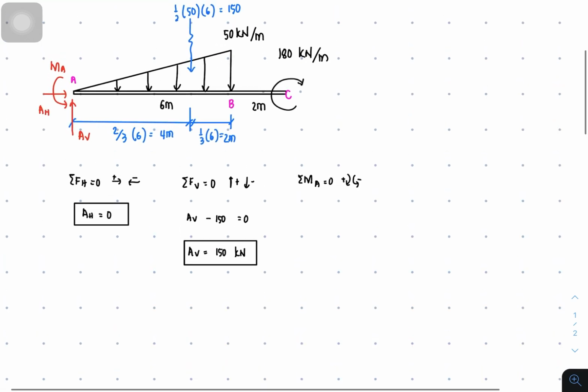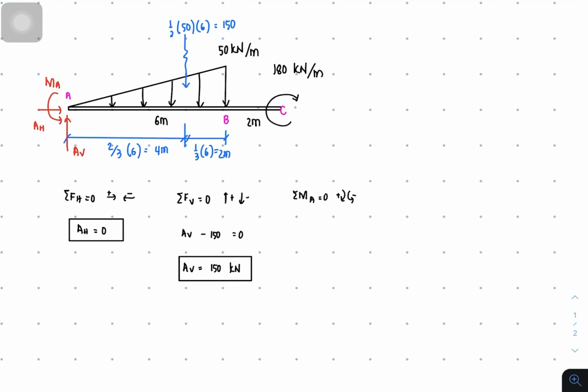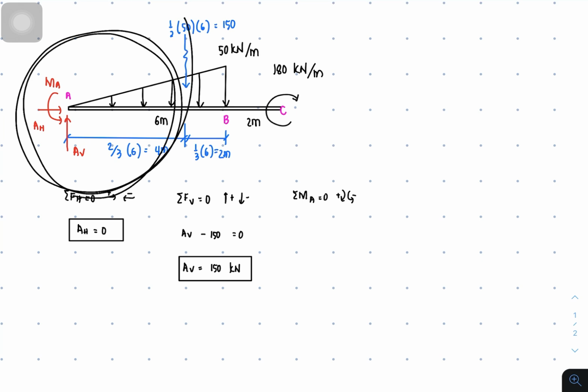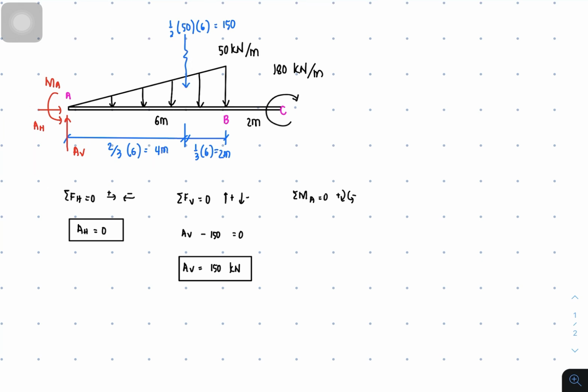Okay, so we already have 150 as the resultant, so it's going to rotate clockwise because the force is downward. So it's going to rotate about point A with a clockwise direction. So it's 150 positive times the distance. We already got the distance equal to 4 meters.